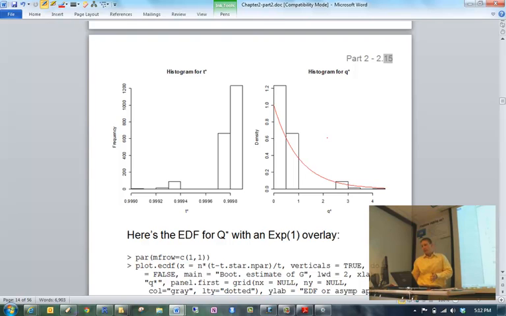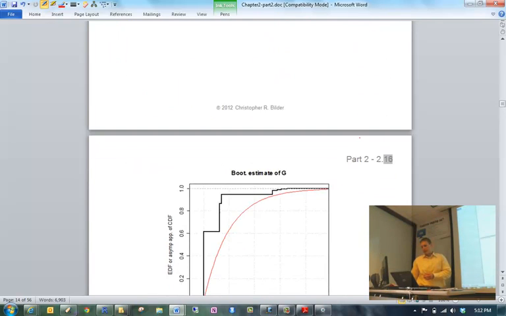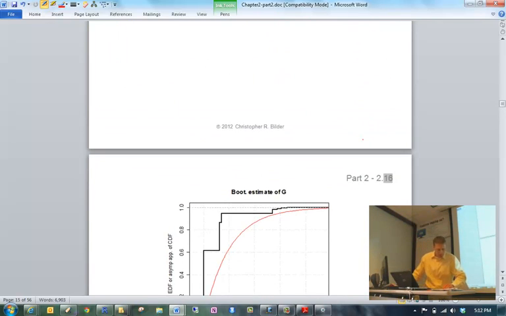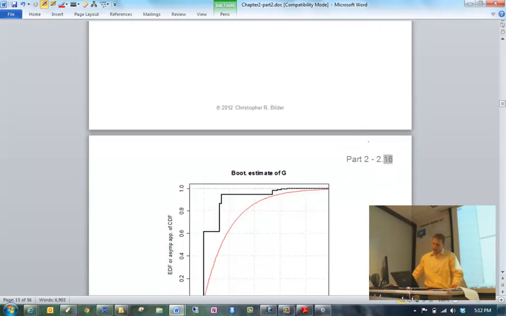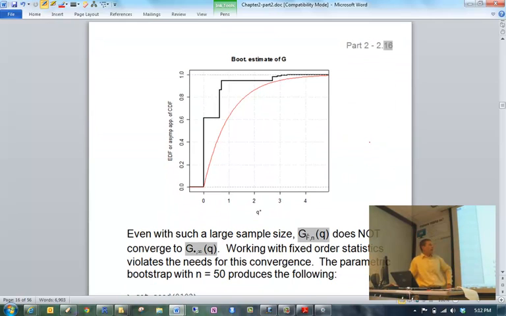Well, but what would happen then? Sorry, I don't want to get ahead of myself. I should look at the notes. Here's an actual plot of the EDF of all the T stars with the exponential 1 on it, just to emphasize the point that basically this G subscript F hat N does not go to G infinity.